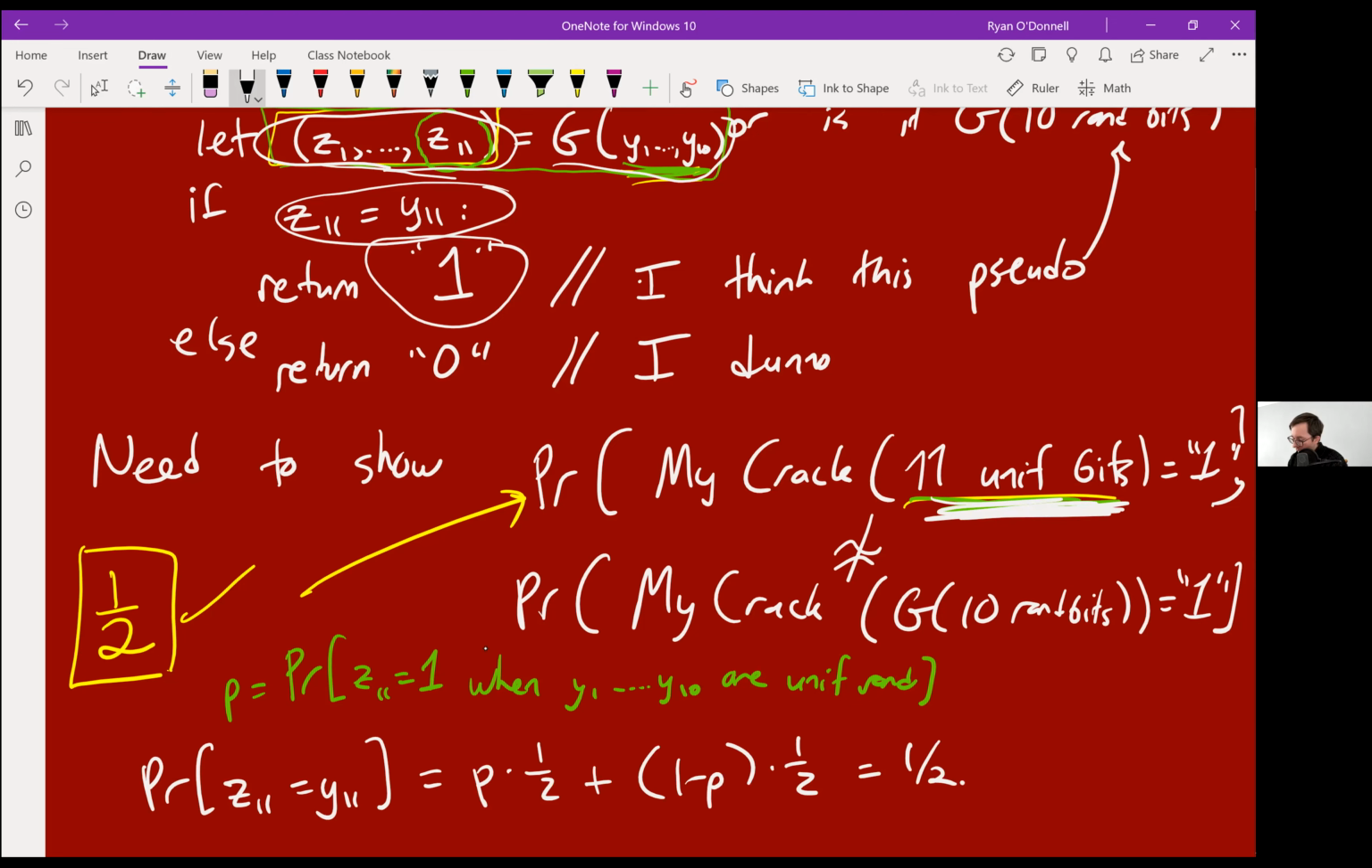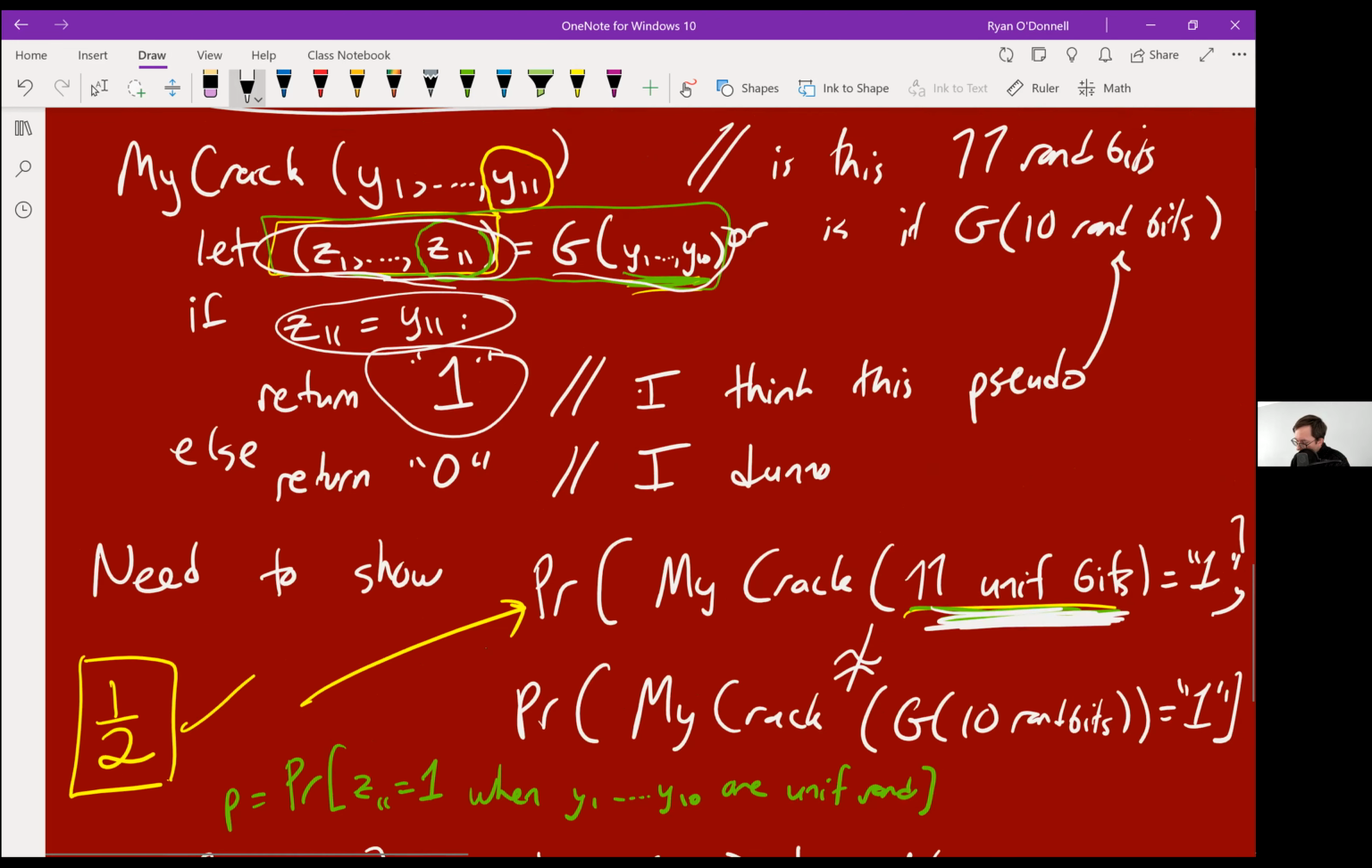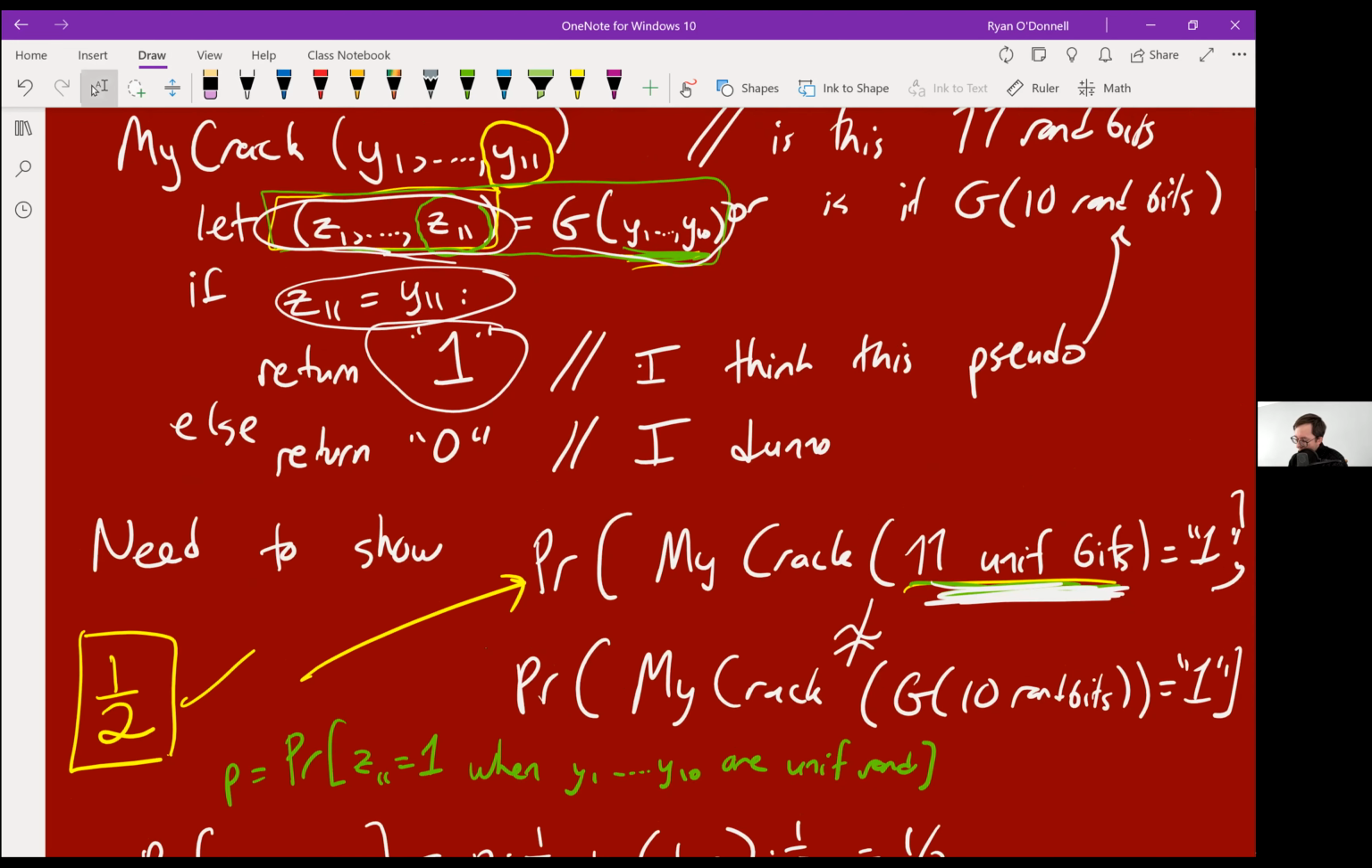To say it a little more casually, Z11 is something, either 0 or 1. We don't know a lot about it because we're not assuming too much about G. But whatever Z11 is, Y11 is independent of it. So the probability that a random coin flip equals some fixed thing is 50-50.